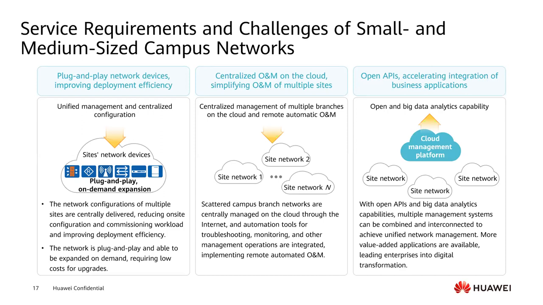And in nowadays society, openness is also very popular. It's a very popular topic. So we need the network to open some APIs, accelerating integration of business applications. For example, we need the network to interact with the cloud platform to collect some user data or some other information that we need. So we need the network to open APIs.